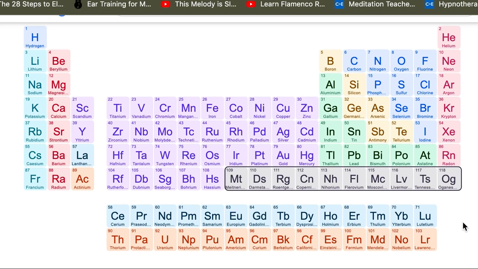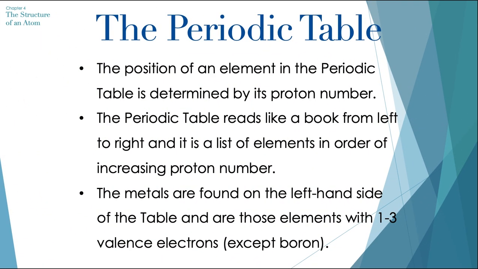The group number is also determined by the number of these valence electrons. So, the position of an element in a periodic table is determined by its proton number. The periodic table reads like a book from left to right, and it is a list of elements in order of increasing proton number. The metals are found on the left-hand side of the table in group 1 and 2, the alkali metals and the alkaline earth metals. We've seen those.